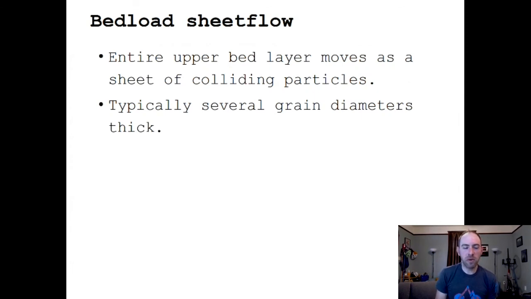Bedload sheet flow, again, as we mentioned, is another mode of bedload transport. In this case, the entire upper layer of the bedload layer moves as a sheet of colliding particles. It sort of gets fluidized almost, and everything just moves downstream as one sheet. It's a really interesting thing to see. It's not super common to witness in rivers, but it does occur, and you can make it happen in the lab pretty easily. And that layer is typically on the order of 5 to 10 grain diameters thick.